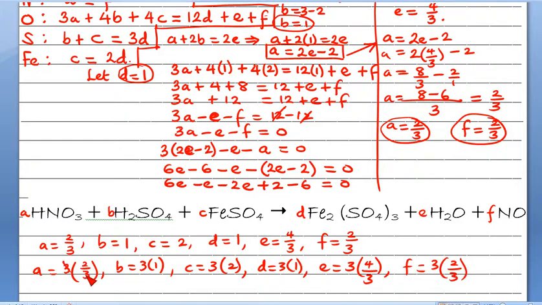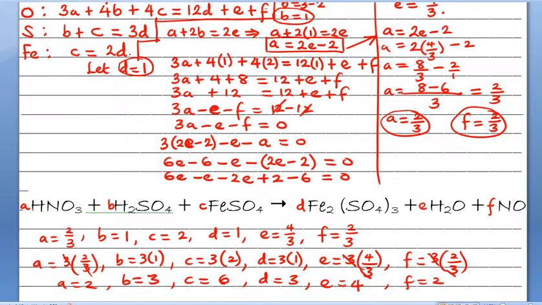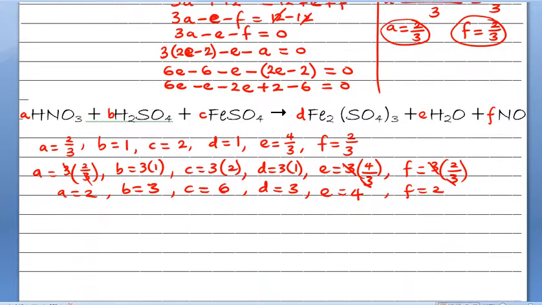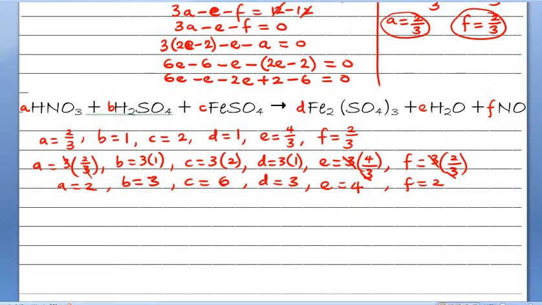You know, this 3 cancels this 3. So A becomes 2. B is simply 3 times 1, 3. And then C is equal to 3 times 2, 6. And then D is equal to 3 times 1, 3. And then E is equal to, this cancels this, E is 4. And F is 2. So these are the values of the letters that we have.